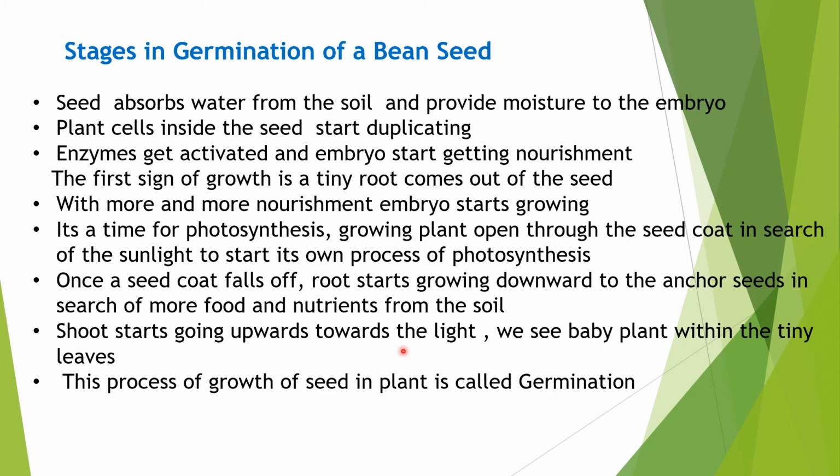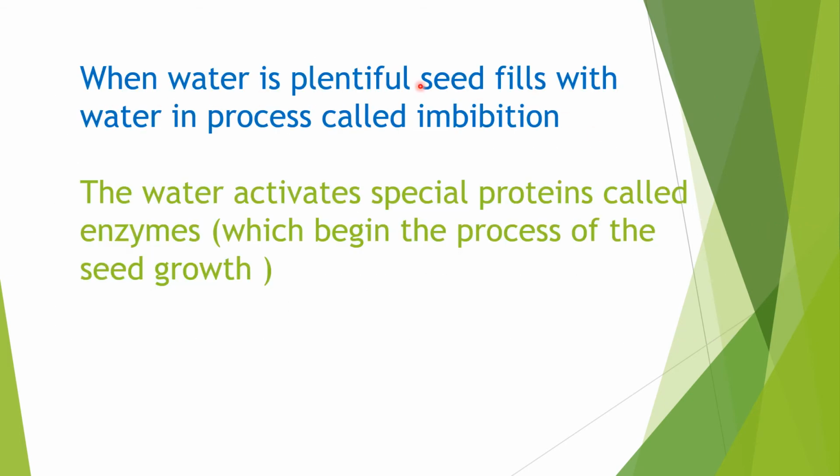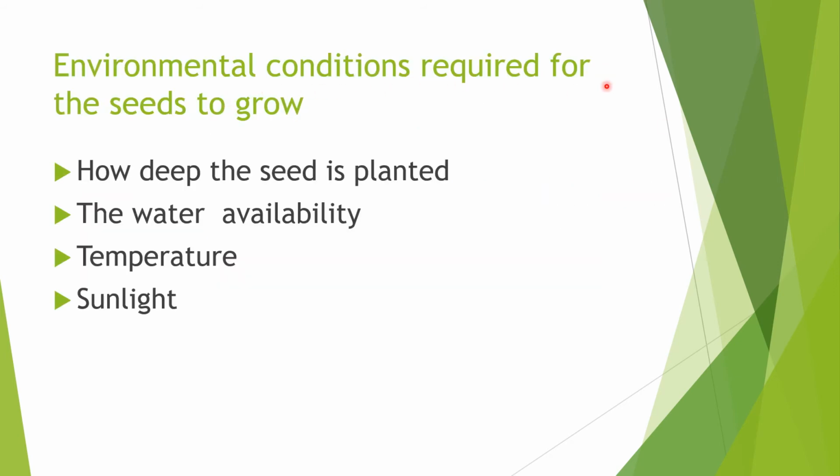These are the same points as we discussed in the diagram on the previous slide. So these are the stages of germination of the bean seed. When water is plentiful, the seed fills with water in a process called imbibition. The water activates special proteins called enzymes, which begin the growth of the seed. Environmental conditions required for seeds to grow are how deep the seed is planted, water availability, temperature and sunlight.